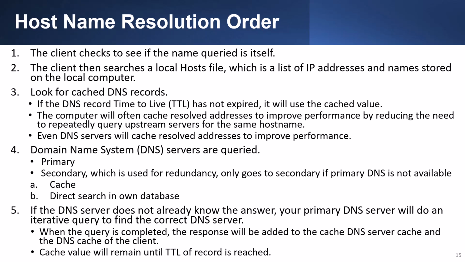Next, the domain name system servers are queried. It will first check with the primary DNS server. It will only go to the secondary DNS server, which is used for redundancy, if the primary DNS server is not available. On the DNS server, it will check its own cache, followed by performing a direct search in its own DNS database. If the DNS server does not already know the answer, your primary DNS server will do an iterative query to find the correct DNS server. When the query is completed, the response will be added to the DNS server cache and to the DNS cache of the client. The cache value will remain until the time to live, or TTL, of the record is reached.